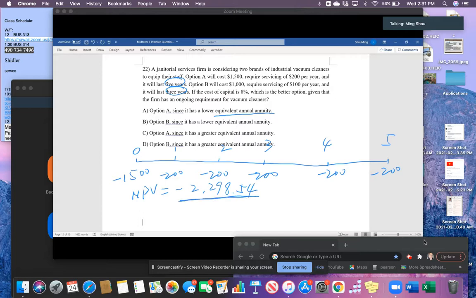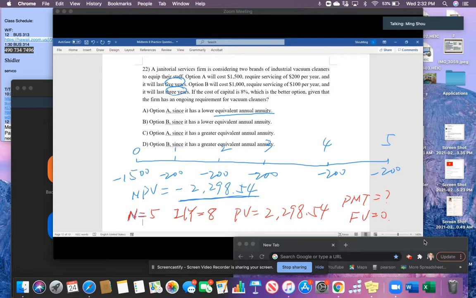Now what we need to do is equally distribute this cost into each year, into 5 years. How can we do that? We simply use the time value of money function. N would equal 5 because we have 5 years. The interest rate is the given information, 8%. The present value is the cost, which should equal 2,298.54. The payment is what we want, and future value is 0.